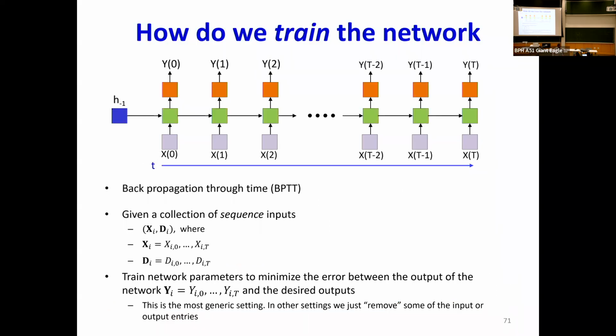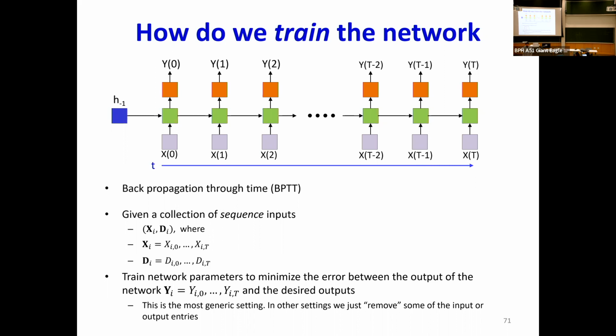So we've defined the network. Any questions? None. How do we train the network? This training is what we call back propagation through time. Why would we call it back propagation through time? Anybody want to guess? Moving through time. Back and through time.